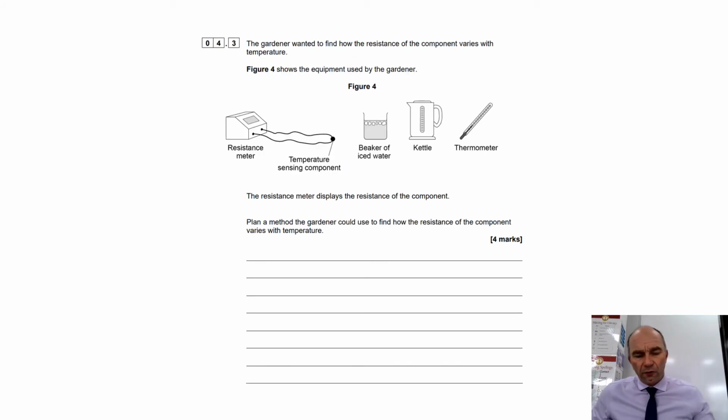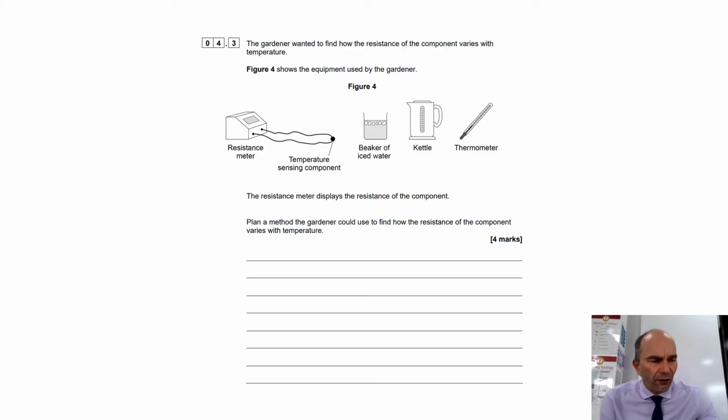Now, this question is a 4-marker, and there's certain things you have to include in your answer to make sure you're getting all the marks. Again, it's one of those questions where they're giving you pictures of the equipment, and really you need to be saying what you do with each bit of equipment alongside your method. Now, the resistance meter displays the resistance of the component. That's an important bit because the gardener is investigating how the resistance of the component varies with temperature. There's a bit of a clue there, that's why you've got your thermometer.